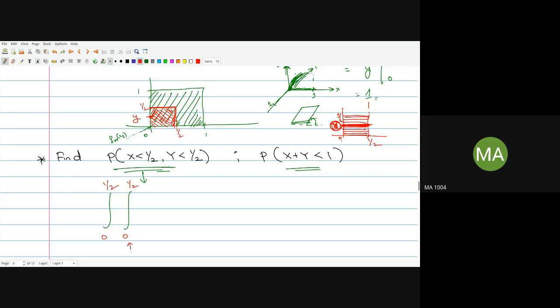Okay, these are the x limits, and these are the y limits. Here the x limits are independent of y because it is a square. Whatever the y is between 0 to half, my x can take 0 to half irrespective of y. There is no restriction. That is why my integrals will be from 0 to half and 0 to half.